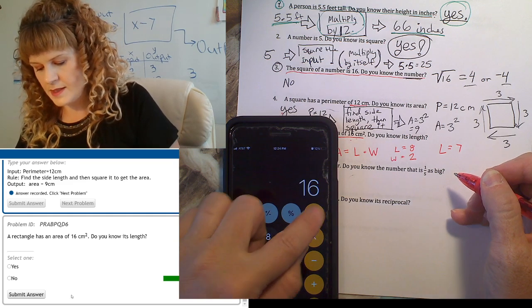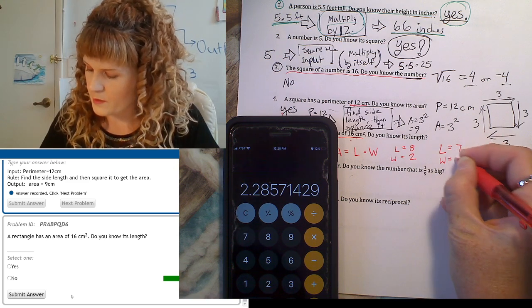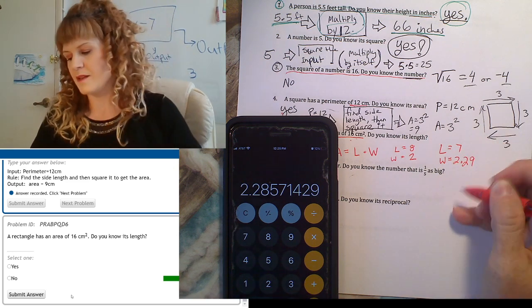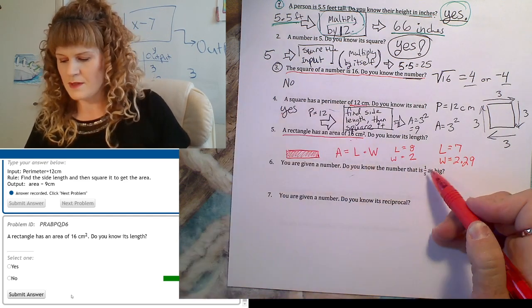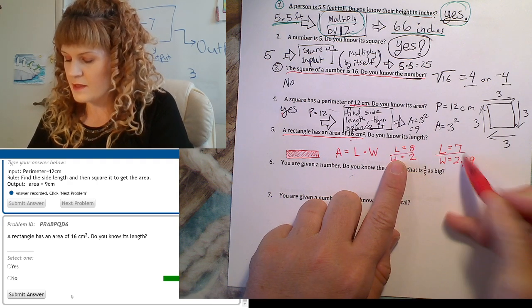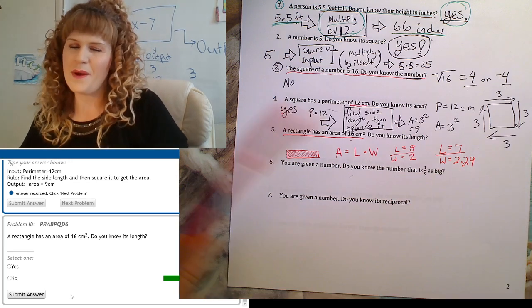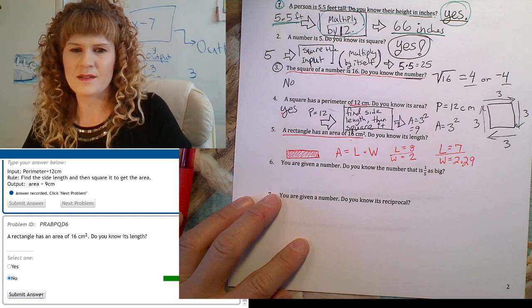then that would be 16 divided by 7. Then the width would be equal to 2.3. I'll round it up. So here's 2 possible outputs. The length could be 8, the length could be 7, the length could be 6. I don't know. So select no. I don't know the length.